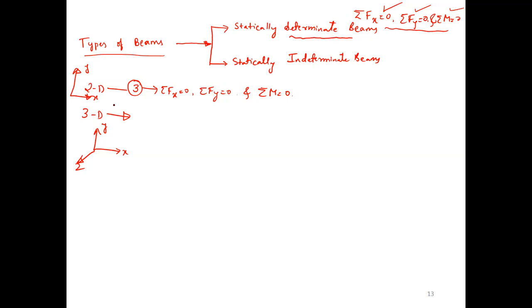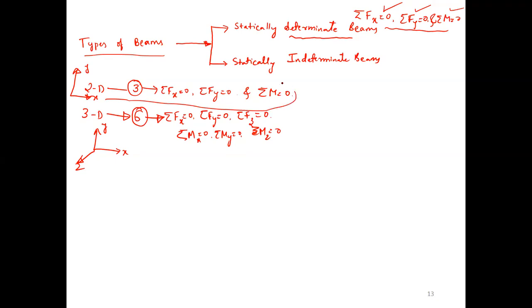Okay. In three dimensions, what are the forces? Sigma fx equals 0, sigma fy equals 0, and sigma fz equals 0. Similarly, sigma mx equals 0, sigma my equals 0, and sigma mz equals 0. Totally, how many equations of equilibrium? Six. It's very, very important in three-dimensional structures. But for your syllabus, you only have this part.